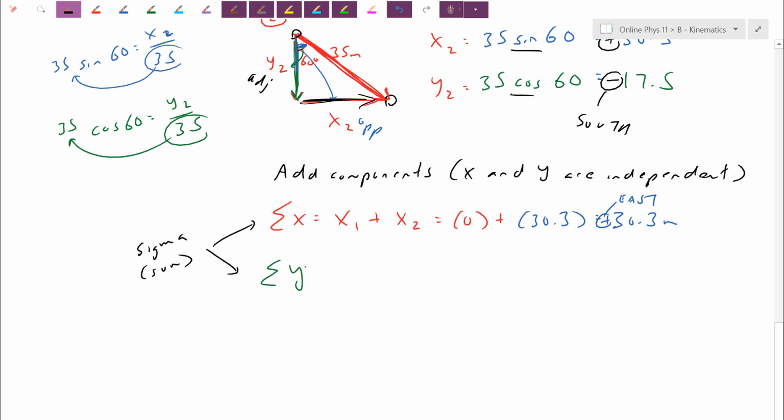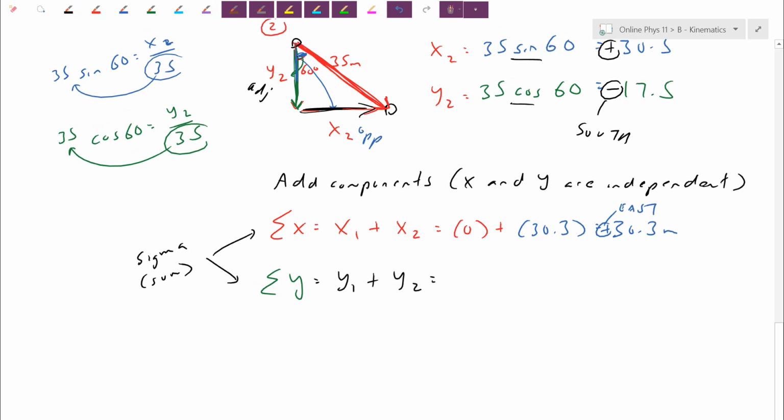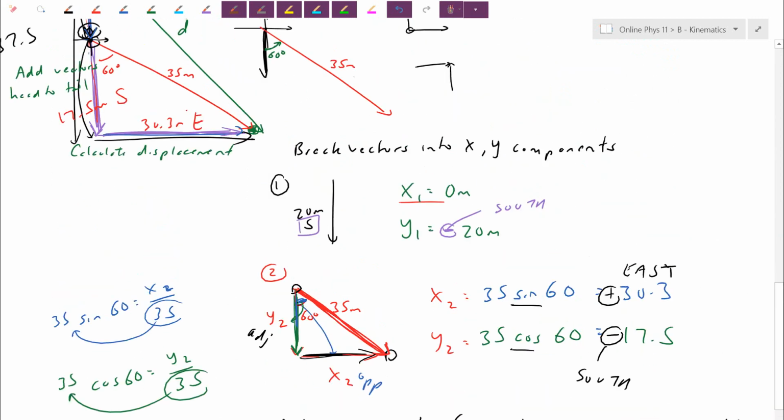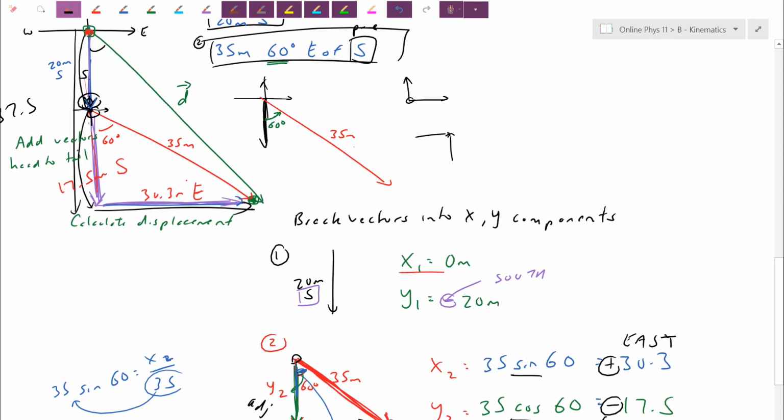So if I add up the two vectors here, the sum of the y's is y1 plus y2. Here's where it was important to add in those negatives. So I know it's 20. I know from the picture it's 20 and then another 17. I know they're in the same direction. I know it's 37.5. But sometimes you don't always have the triangle with you.